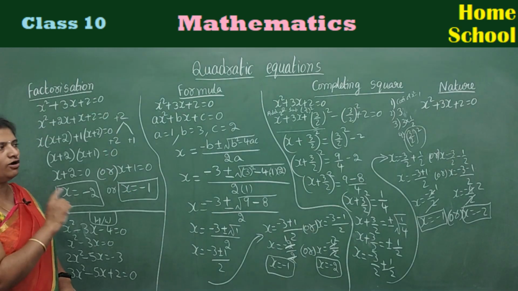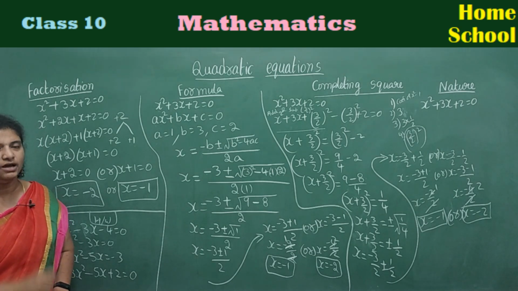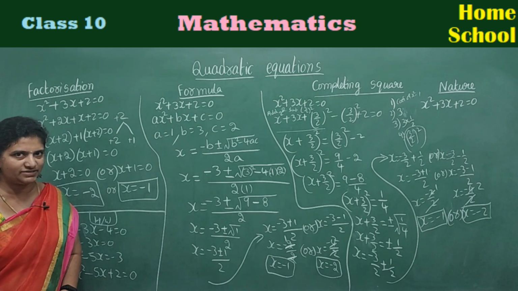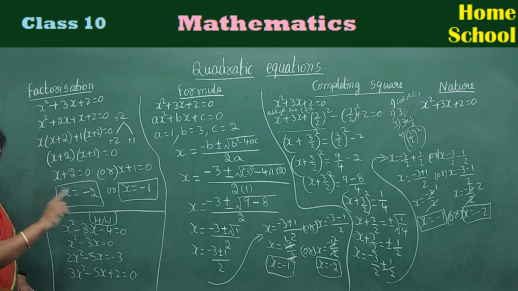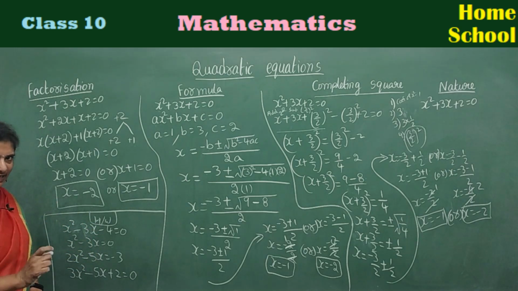If you understand all these 3 methods, you can solve any quadratic equation easily. But be careful with the negative sign. If you understand these 3, take the homework and solve these problems in all the 3 methods. See the first problem: x square minus 3x minus 4 equal to 0. Next, x square minus 3x equal to 0. Here the constant is not there, that means its value is 0.